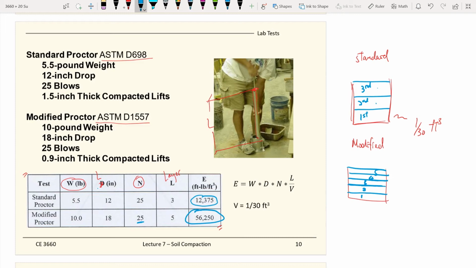It's available on Canvas. But in this course, what I need you to at least understand is the meaning behind the standard and modified Proctor tests. The one very simple concept is that the modified Proctor test means a higher compaction effort. Higher compaction effort.